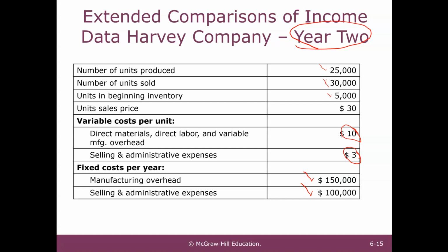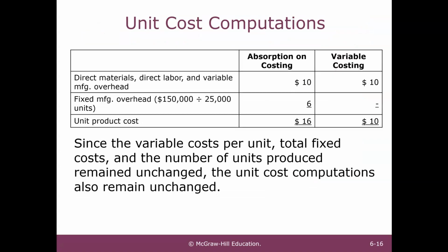We'll look at the same thing. However, this time in year 2, we have 5,000 units in beginning inventory that we didn't have before. This is the 5,000 that was sitting in ending inventory last year. We still produced another 25,000 units, but we sold 30,000. So we sold all 25,000 that we made, plus we sold the 5,000 that we started the month off with. We still have the same unit product cost, $16 for absorption costing and $10 for variable costing.